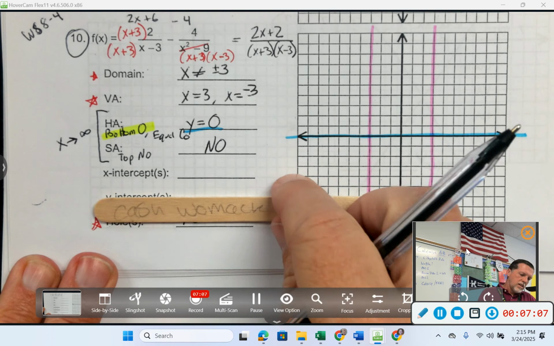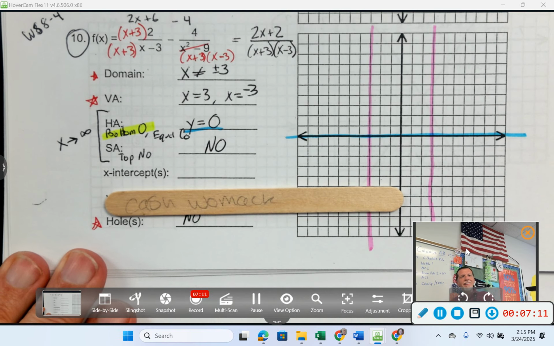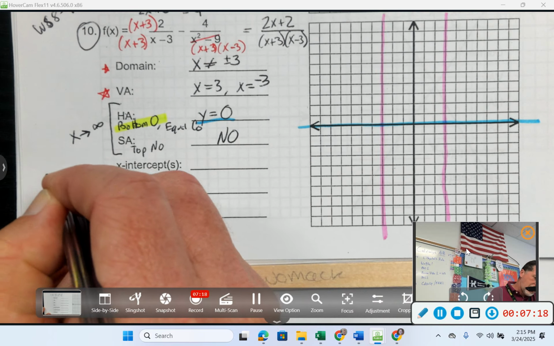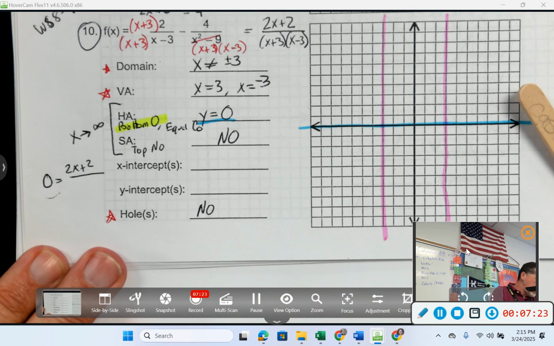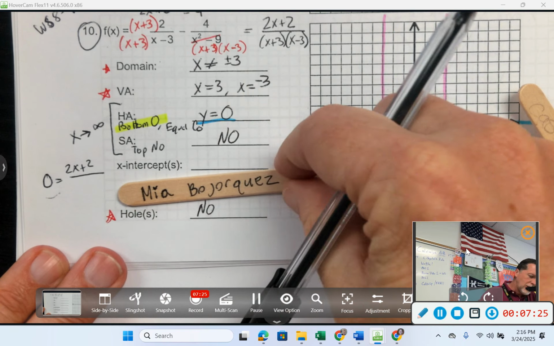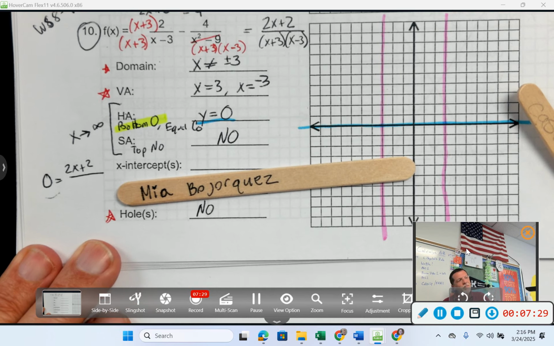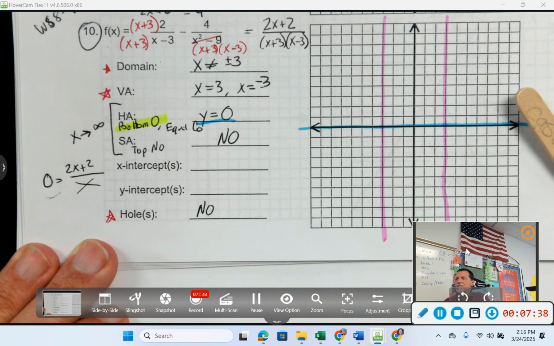X-intercepts. Cash, still weird to see your name in the 7th period box, but how do I find x-intercepts? Plug 0 in for y. I like that. Maybe Mia could help me short circuit this problem a little bit. Mia, what makes a fraction equal to 0? The top being 0 or the bottom being 0? The top being 0. So it doesn't even matter what's in the bottom. All I care about for an x-intercept is what's in the top.